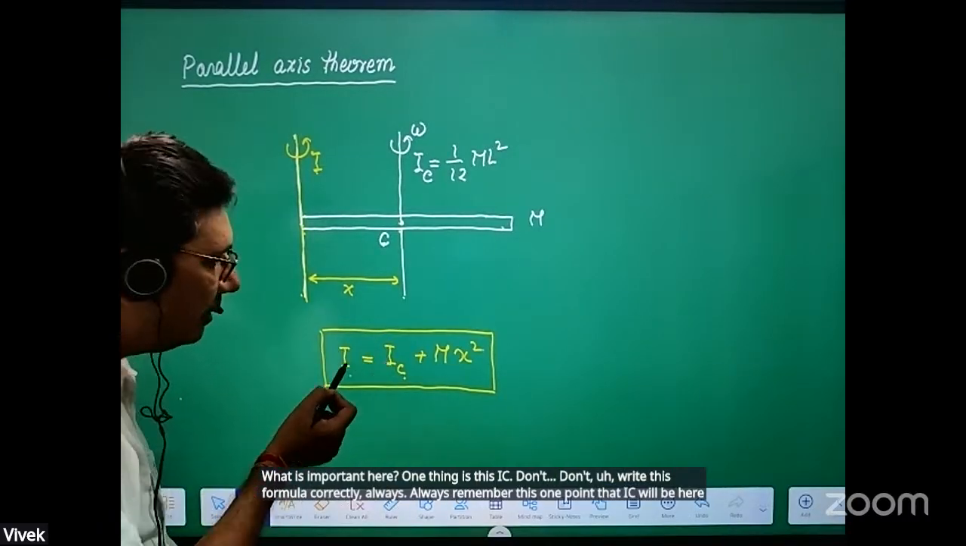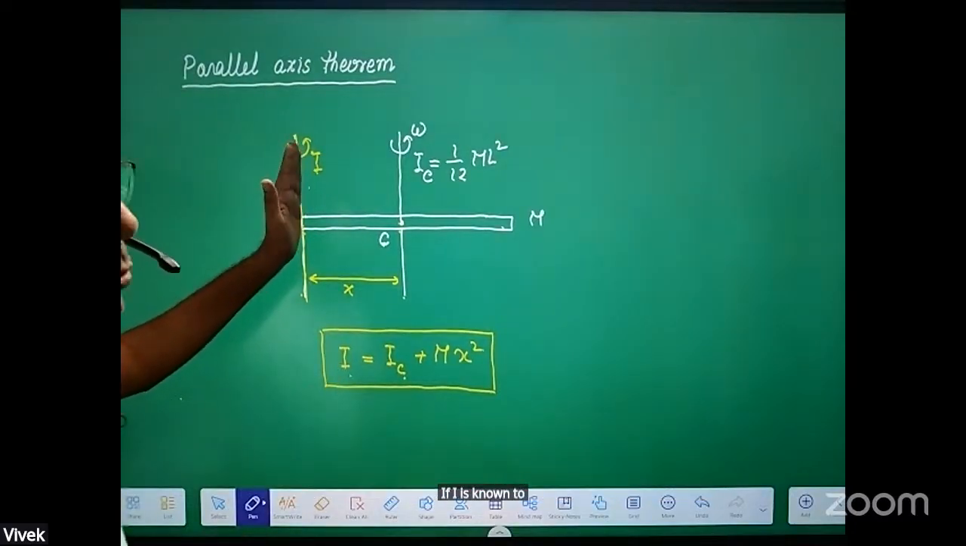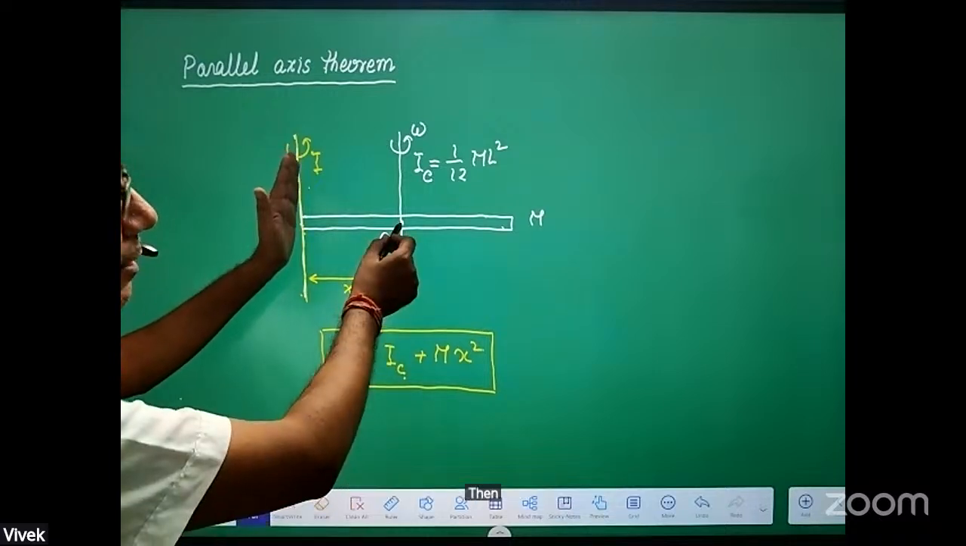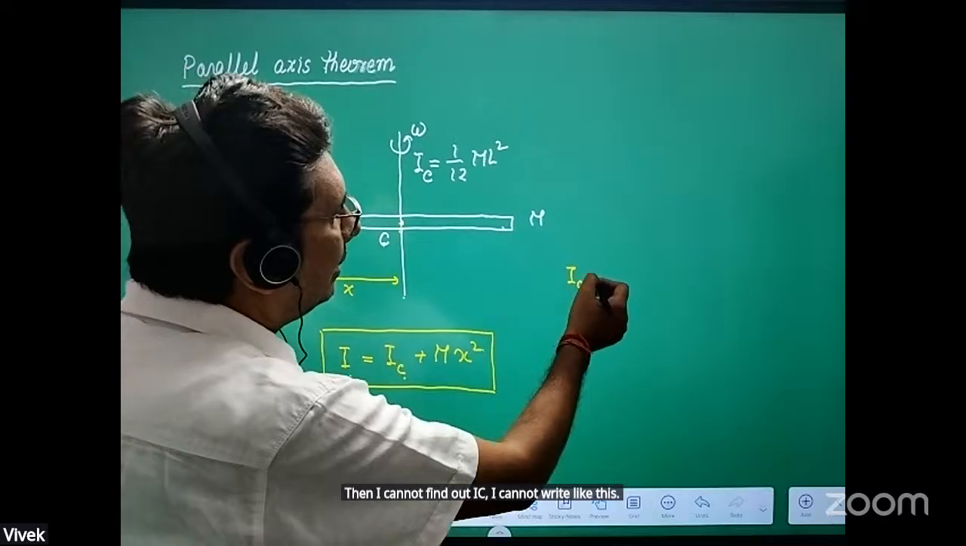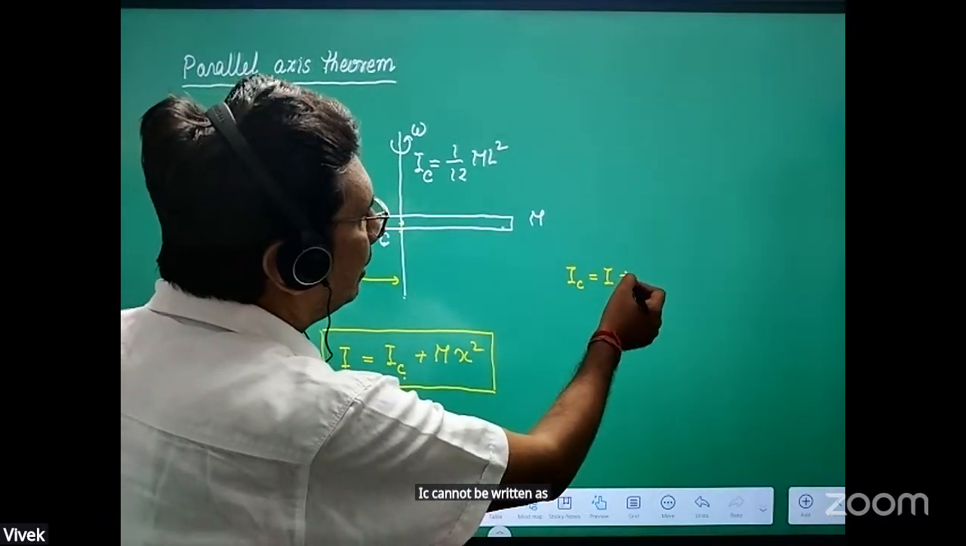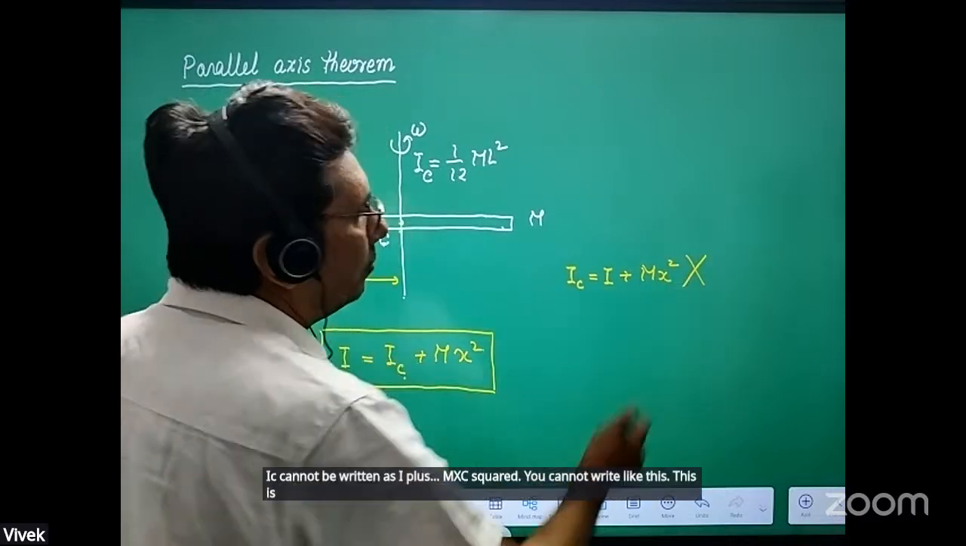You cannot write IC here. If I is known to you, suppose I is known to me, then I cannot find out IC. I cannot write like this. IC cannot be written as I plus mx square. You cannot write like this. This is a wrong formula.